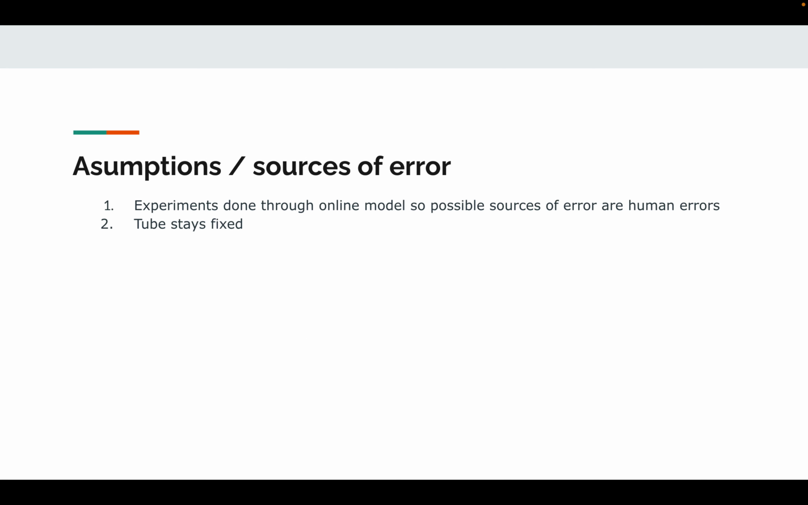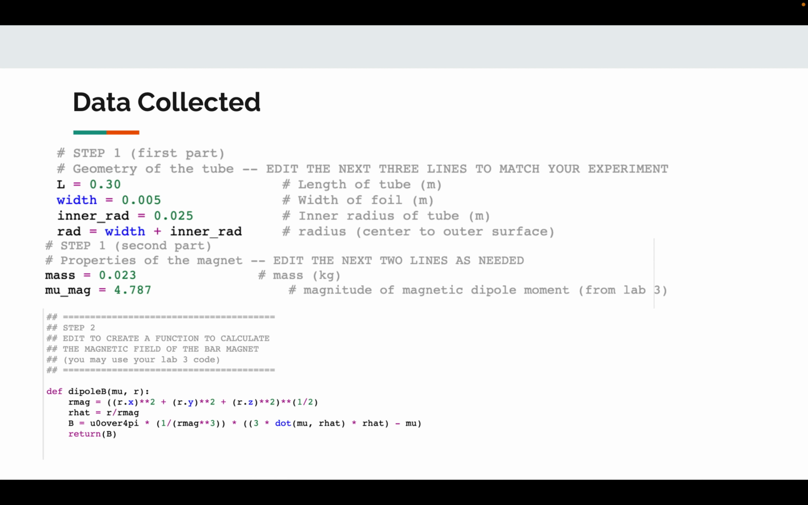So, assumptions and sources of error. The experiments were done both on an online model and in real life, so there are sources of human error that we could have made. And another assumption that we made was that the tube always stays fixed.